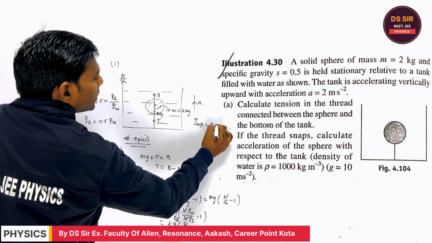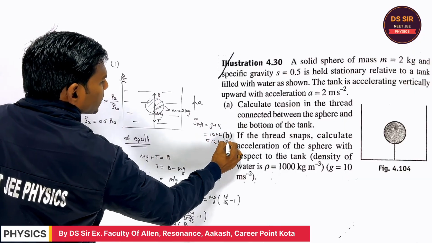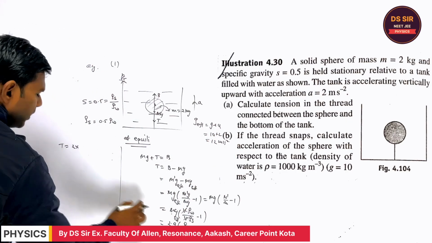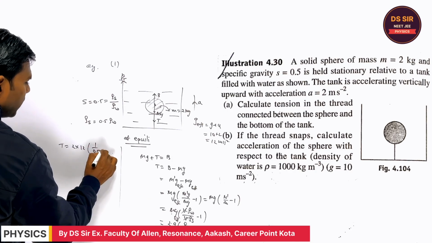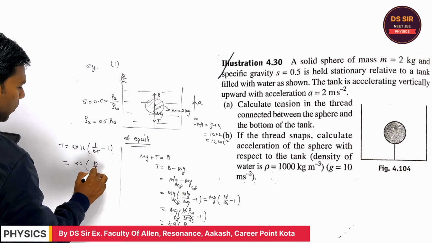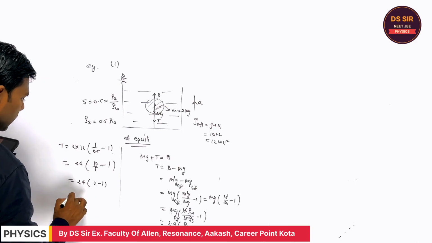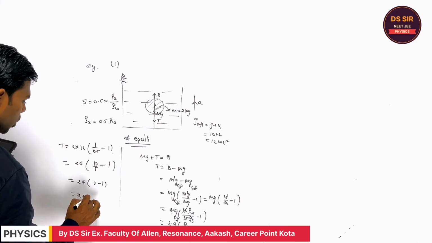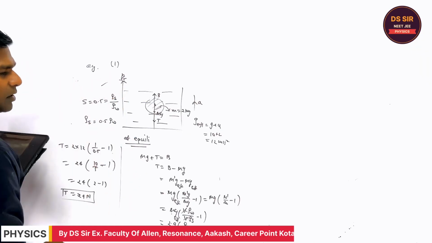So it is g plus a, 10 plus 2, is equal to 12 meter per second square. So I will take the value of g effective as 12, and this is equal to 1.1 upon 0.5 minus 1, 24. It is 10 upon 5 minus 1, 24. 2 minus 1 is equal to 24 Newton, the tension in this string, the first part, right?